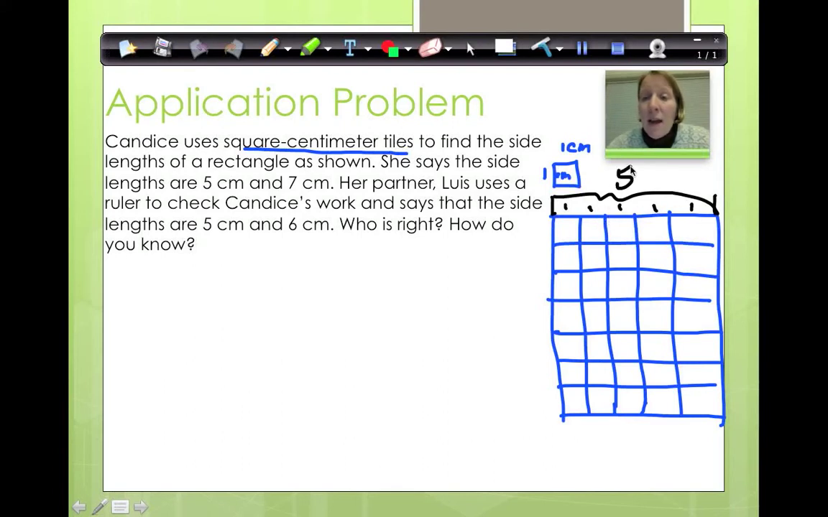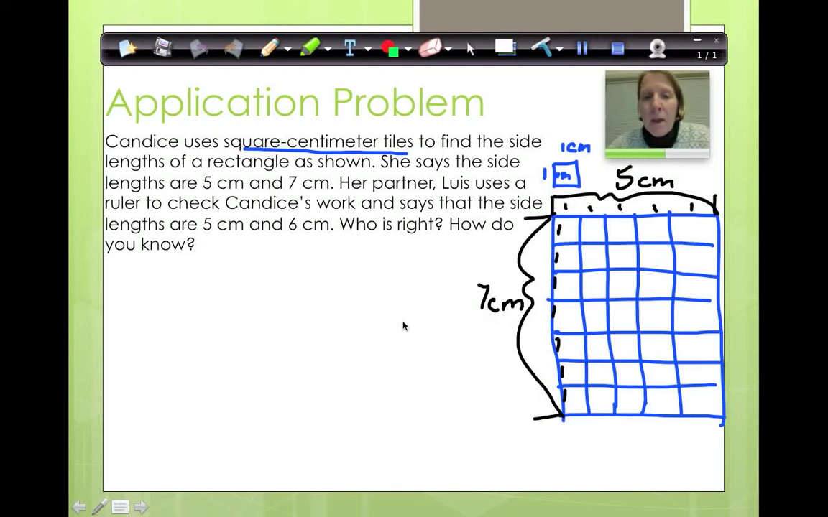1, 2, 3, 4, 5. This side is definitely 5 centimeters. Okay, let's do the same thing from here to here. Let's measure this side. Okay, well, each one of these is 1, 1, 1. Remember, each side of a square centimeter is 1 centimeter. So let's count. 1, 2, 3, 4, 5, 6, 7. It is 7 centimeters long.